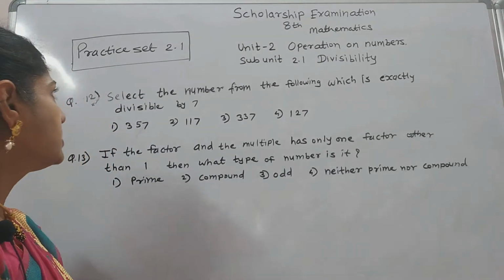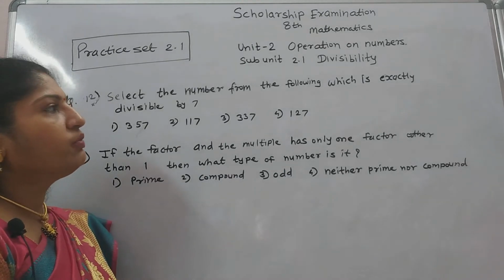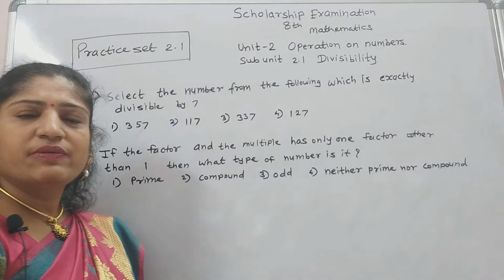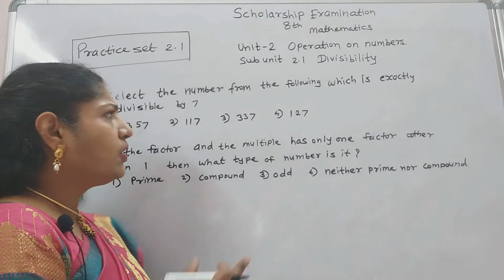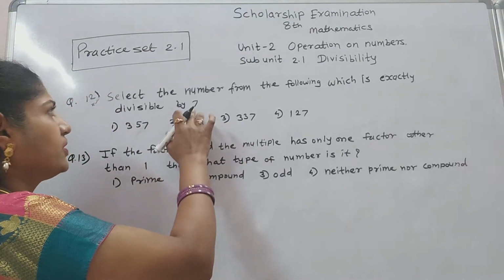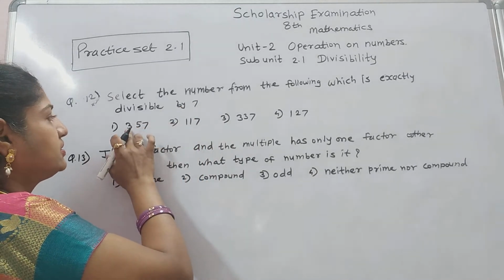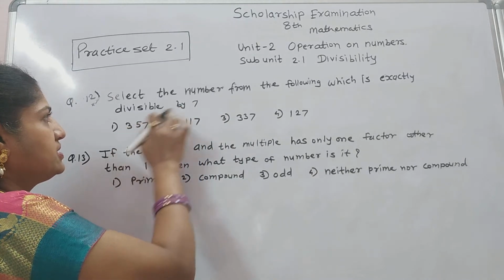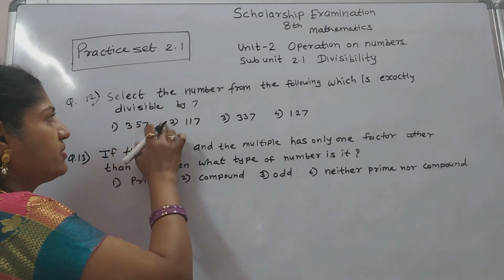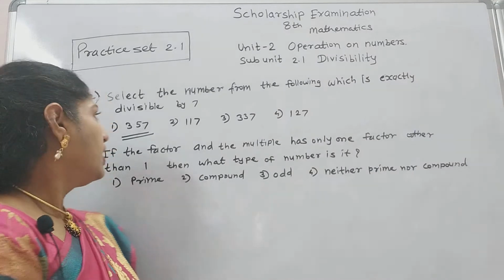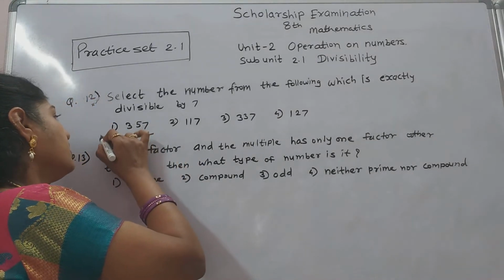Next question is, select the number from the following which is exactly divisible by 7. Use the divisibility by 7 test or simply divide each number. First number is 357. 7 fives are 35, 7 ones are 7. This number is exactly divisible by 7. So our answer is 1.